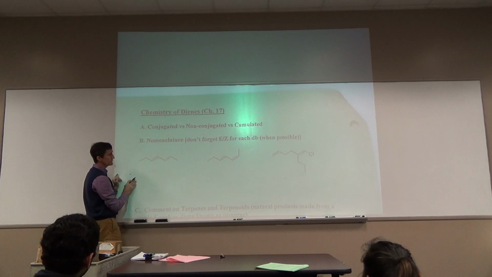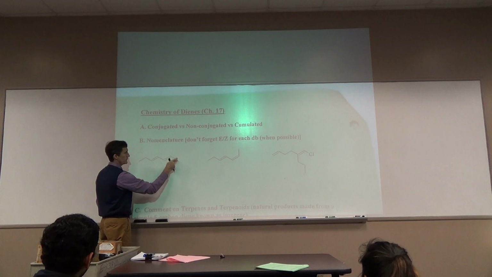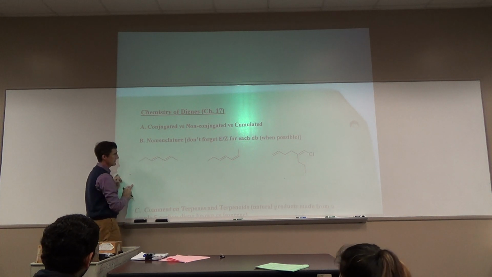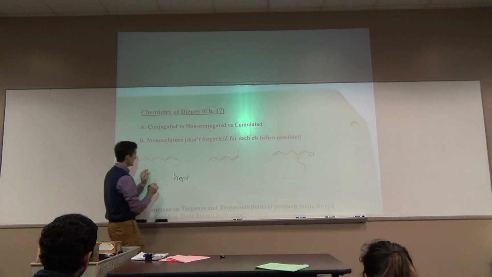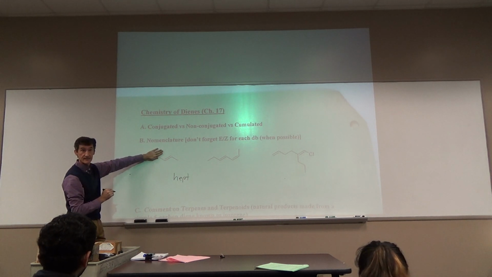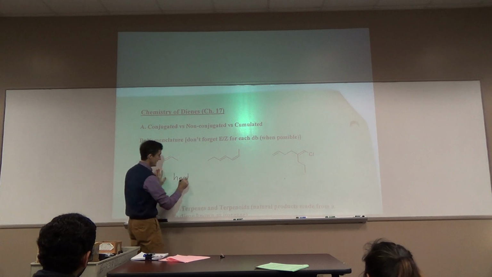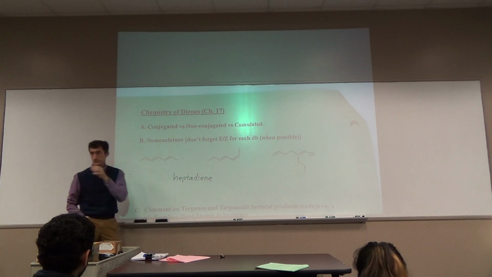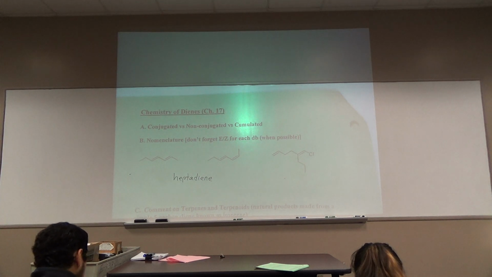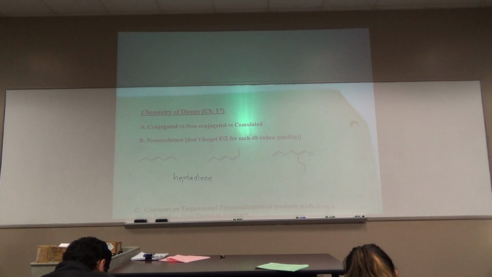Nomenclature, very similar to before. Longest continuous chain, 1, 2, 3, 4, 5, 6, 7. So we've got a hep. If it was just one ene, it'd be a heptene. We're going to call this a heptadiene. It's got two enes.